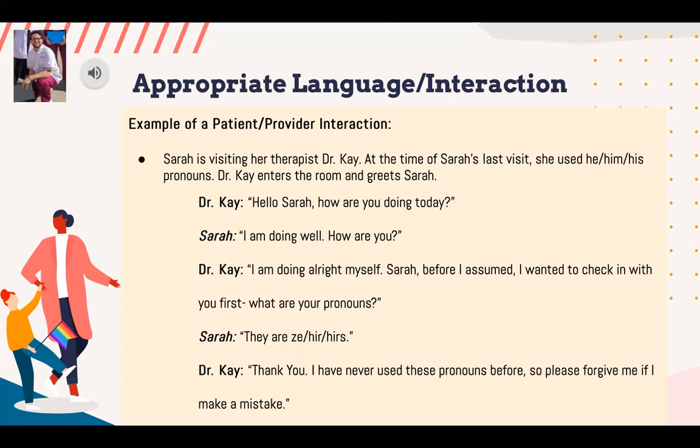Ze, hir, and hirs are used in the trans community instead of he, she, or him and her. These pronouns offer accuracy for someone who doesn't identify by the male or female gender classifications, or is currently going through a transition. The takeaway from this interaction is that after the provider asks the patient for their pronouns, they respectfully state that they are new to using these specific pronouns and apologize for any future mistakes.